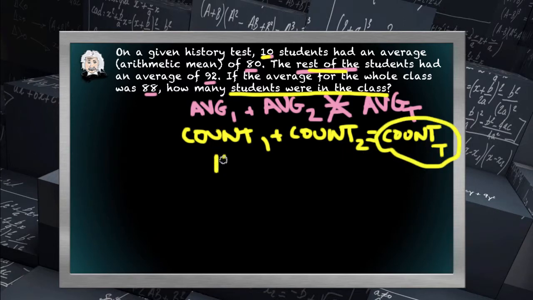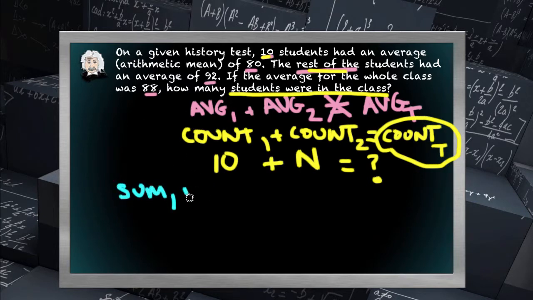We know count 1 is 10, plus count 2 we don't know, so let's call that our variable, n, the number of students. What is 10 plus n? That's what we're trying to ultimately solve for. So how would we do that? Well, we know one other fact, and that's the sum of the scores. We'll call that sum 1 for group 1, plus the sum of the scores for group 2 equals the sum of the scores in total.